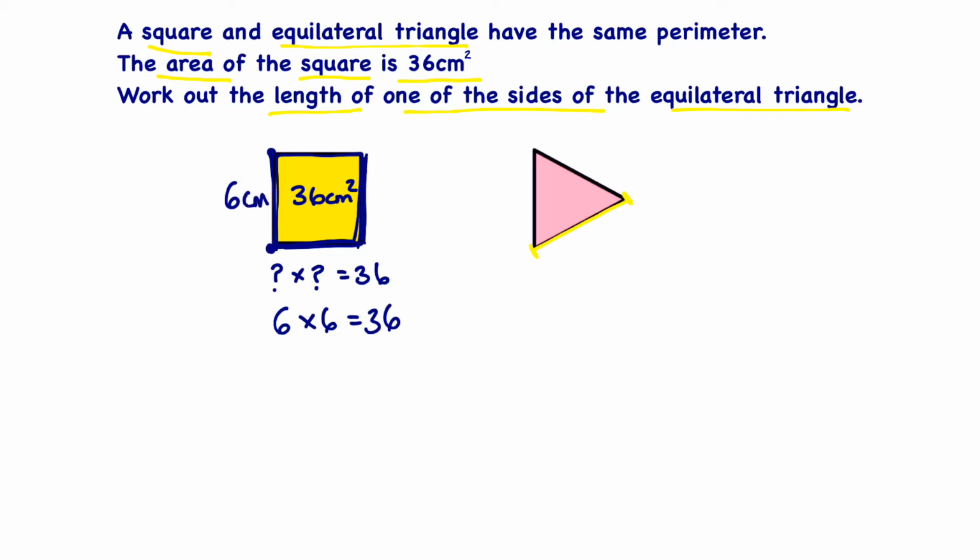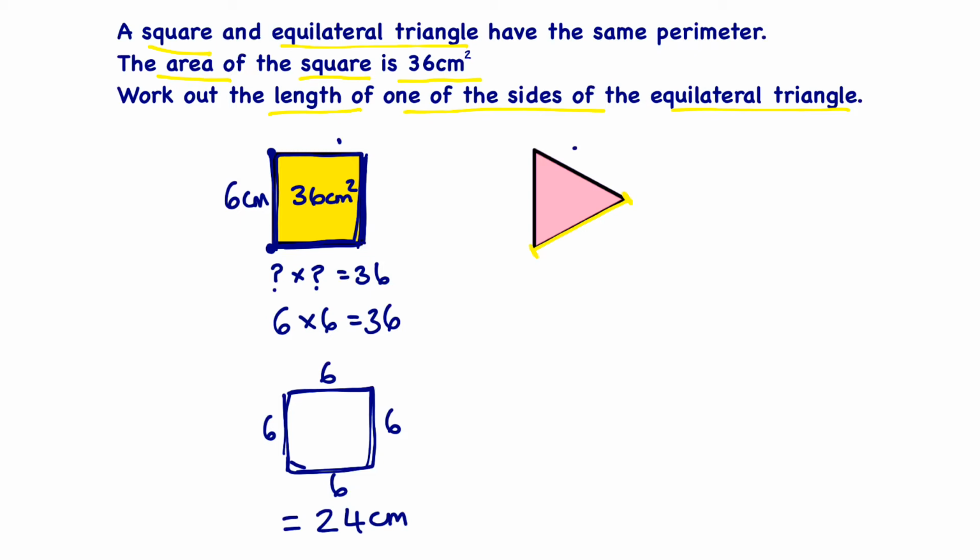Now, I need to return to the question again because I need to remind myself of what I know. I know that the square and the equilateral triangle have the same perimeter. So that means that the perimeter of the square and the perimeter of the triangle are the same. At the moment, I've got my square here and I know that one of the sides is 6. So the perimeter must be all the way around the outside. So 6 plus 6 plus 6 plus 6. That's 4 lots of 6, and that is 24 centimetres. So the perimeter of the square is 24 centimetres.